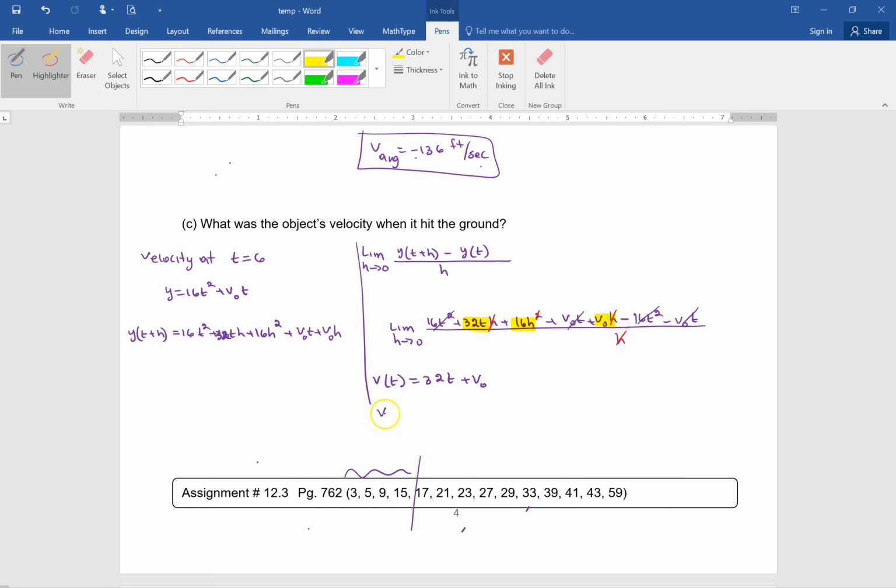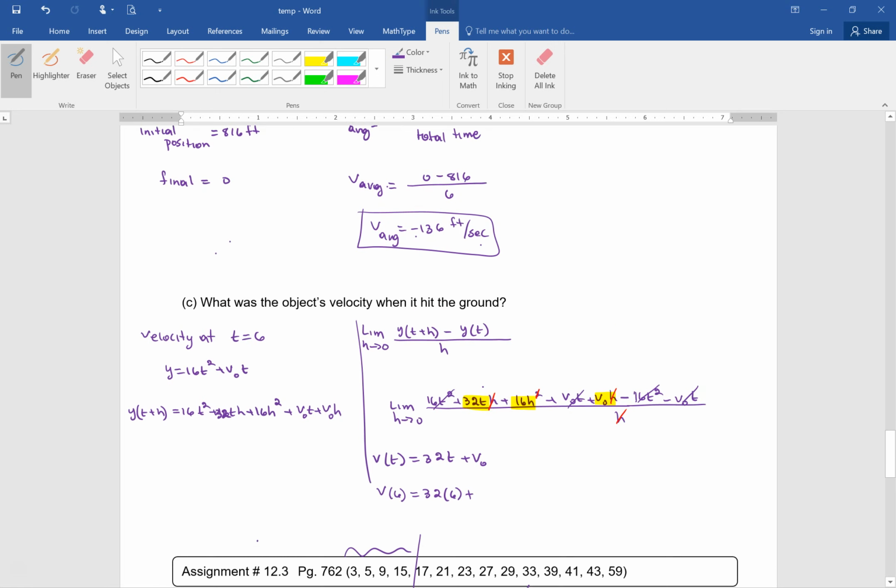So v at 6 is 32 times 6 plus, what was the initial velocity that we found at the very beginning? Negative 40. So this is going to be 32 times 6 minus 40, 152 feet per second.